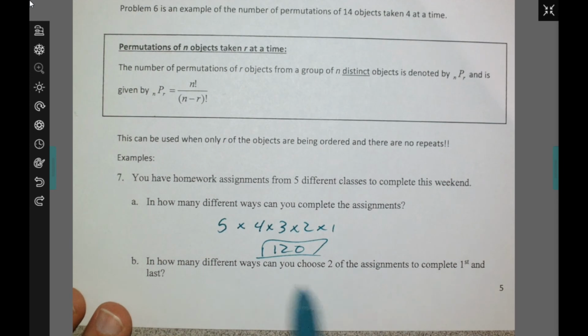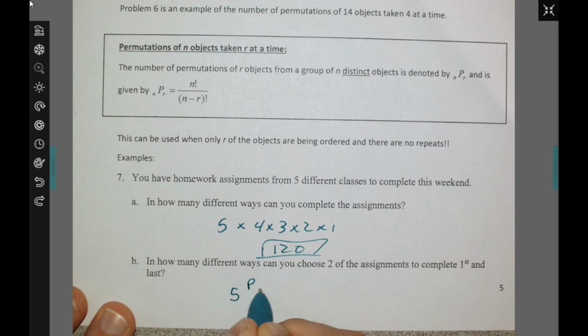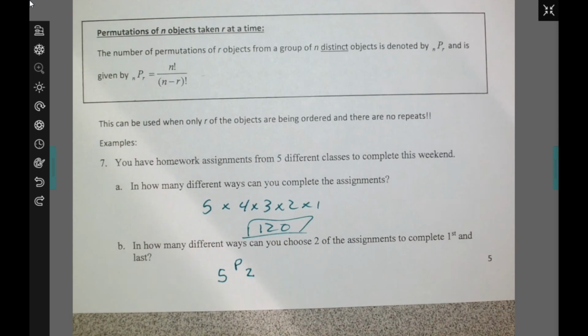B is the new one. So it wants to know how many different ways can you choose 2 of the assignments to complete. So I have 5 of the assignments. I am picking 2. We care what order we finish in. So it's going to be a 5P2.